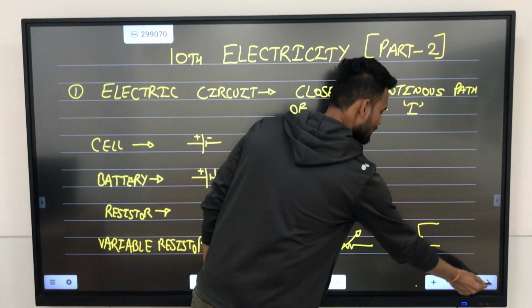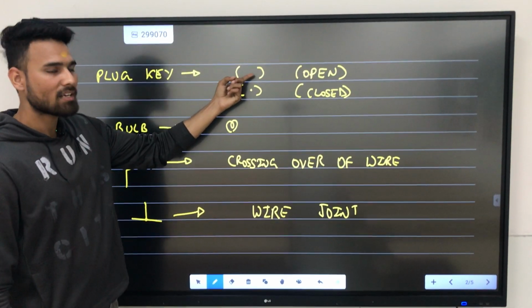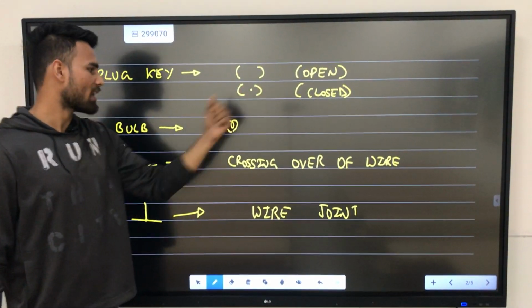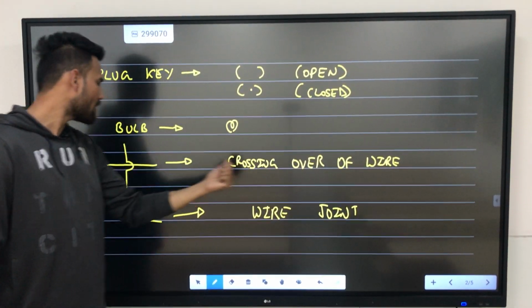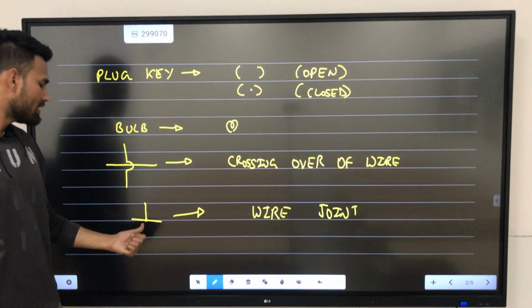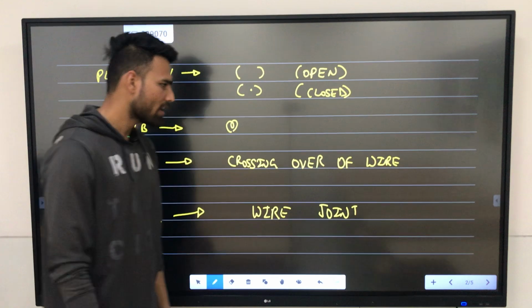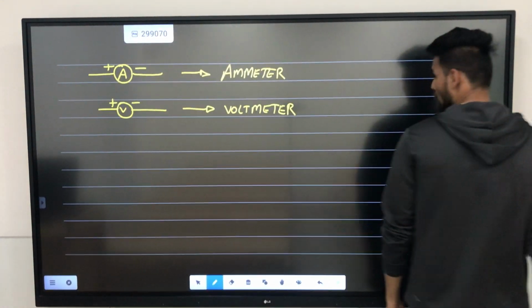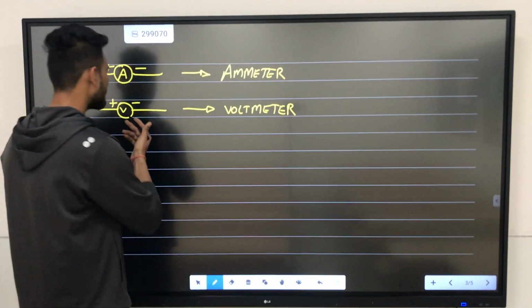Moving ahead, here we go. The plug key. It is the open plug key, and the second one is the closed plug key. The bulb is represented by this symbol. Crossing over of wire or cable is represented by this symbol, and if there is a joint in the wires, then it is represented by this symbol. Now the ammeter is represented by this particular symbol, the voltmeter by this particular symbol.